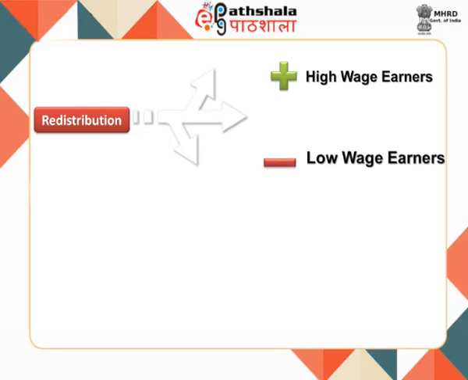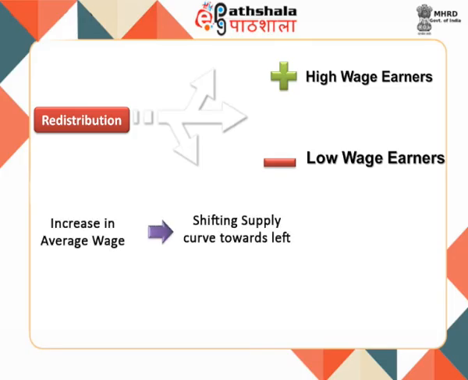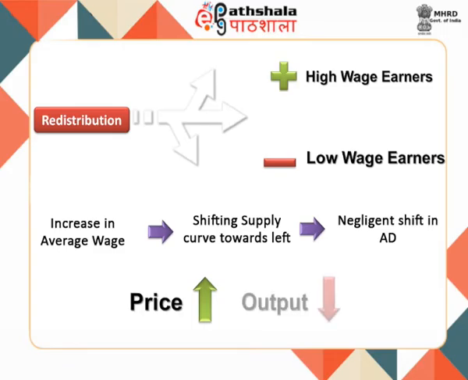Due to increase in wage rate of high wage earners, there is increase in average wage, thereby shifting the supply curve towards the left. But there is negligible shift in aggregate demand since high wage earners have a lower marginal propensity to consume than low wage earners. As a consequence, price level rises but output reduces, thus worsening the overall situation in an economy.